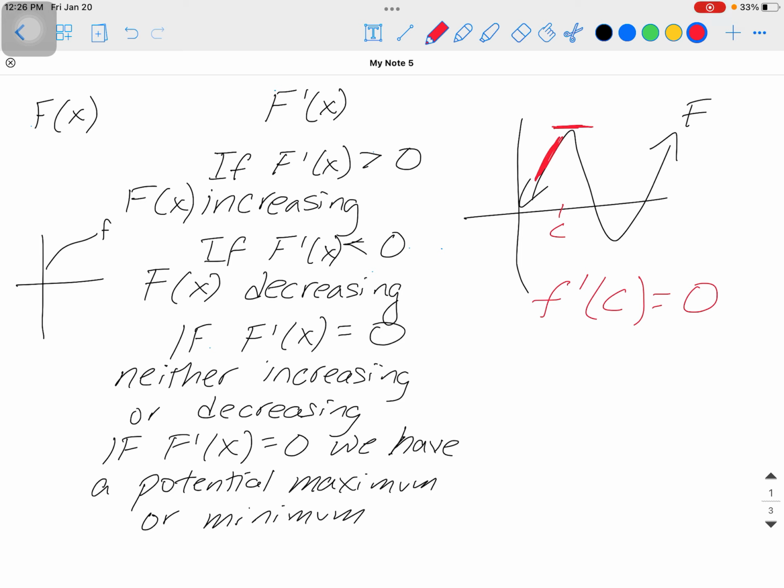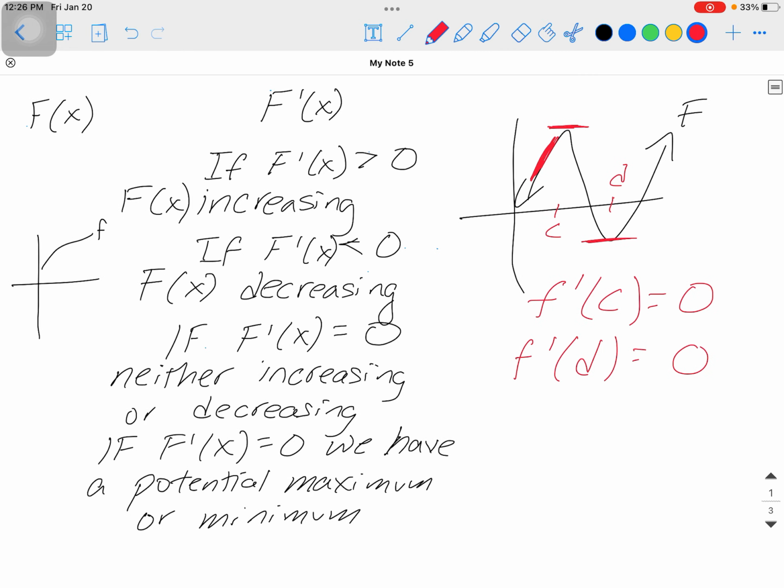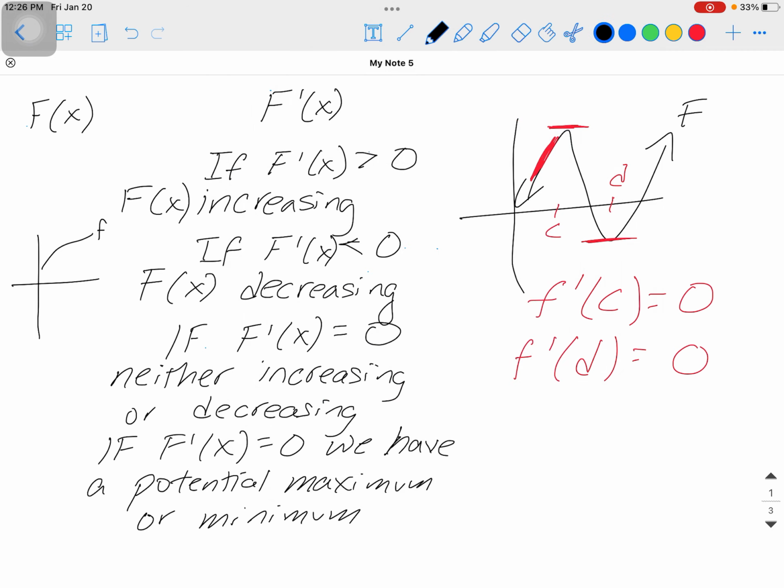But if you look at this value, d, this particular slope, f prime of d, is also 0. But one of those spots is a maximum and the other one is a minimum. And so we need to figure out some ways where we can distinguish, or, how do you find a max or a minimum without actually being able to graph it.